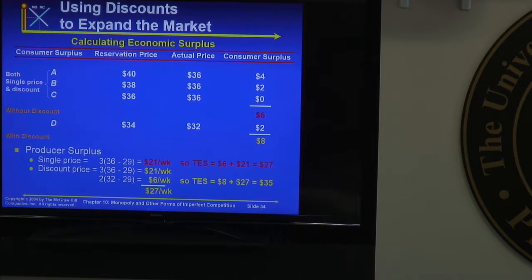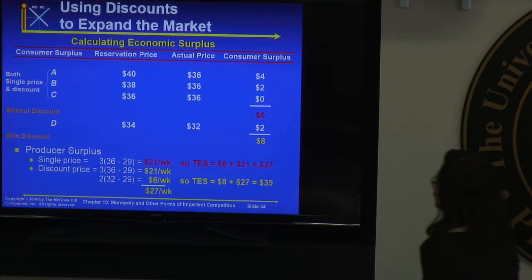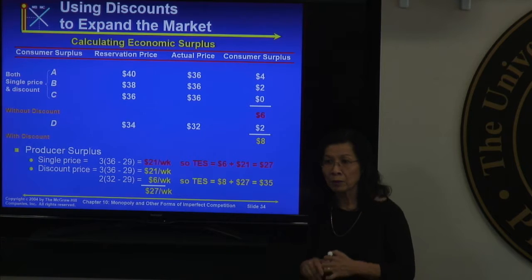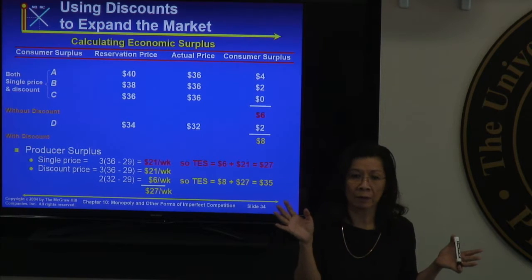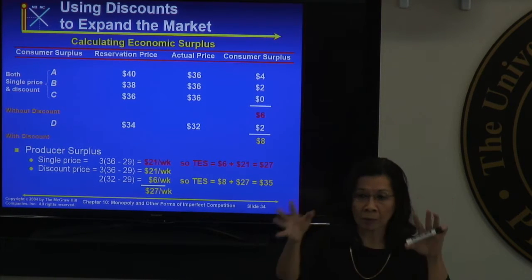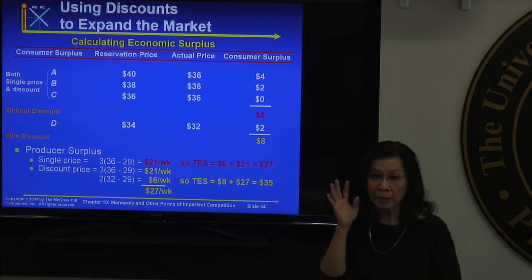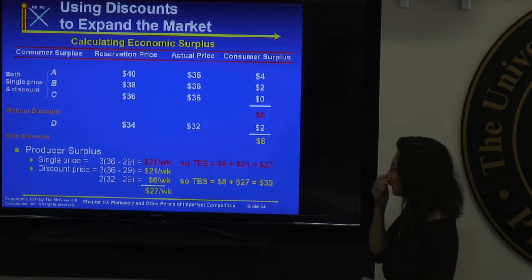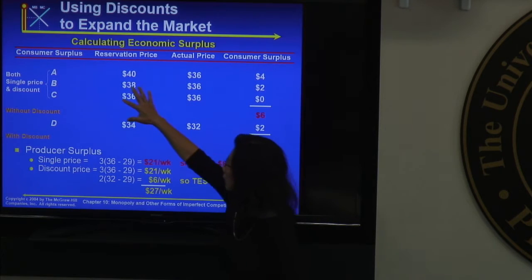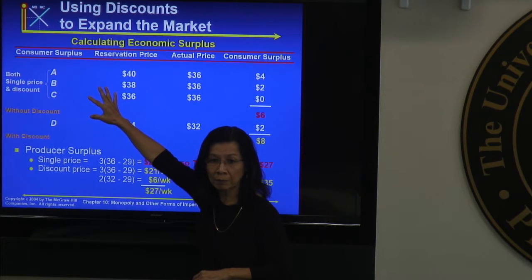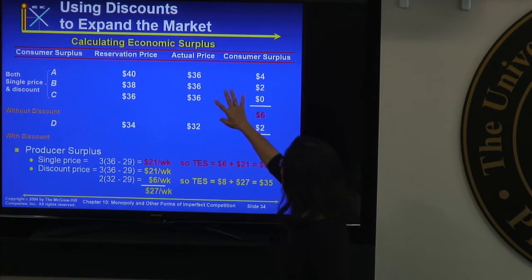So then finally, on this particular slide, we want to look at the big picture now. Step back a little bit. Where is the producer surplus? Where is the consumer surplus? Where is the total economic surplus? So again, the top 3 are the first top sub-market. So we have everything here.